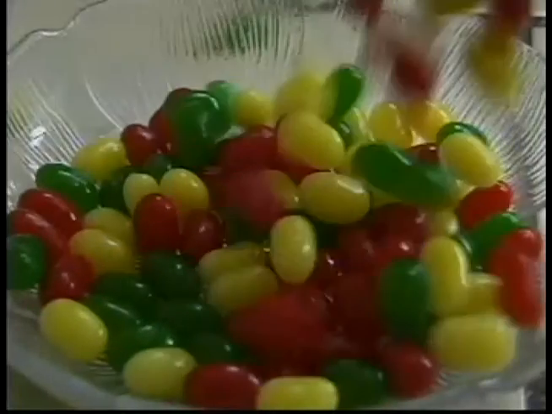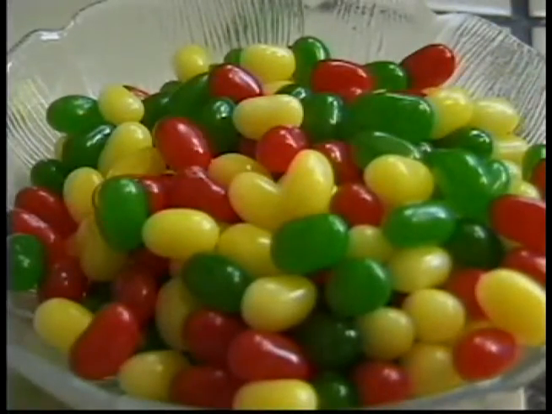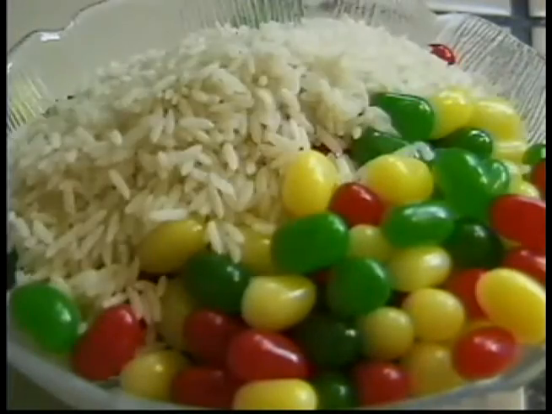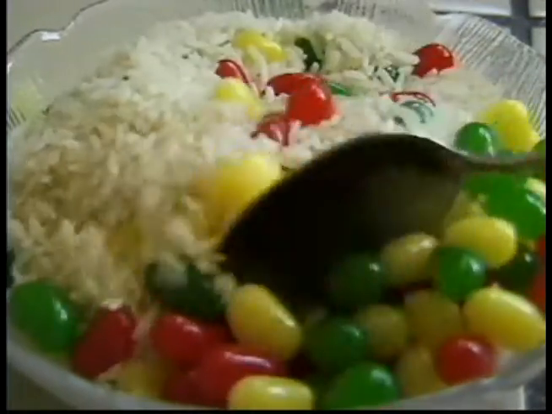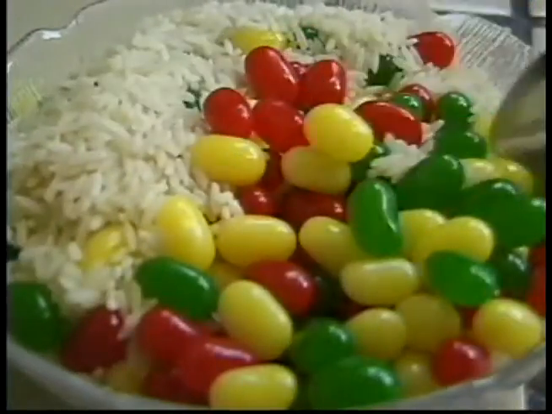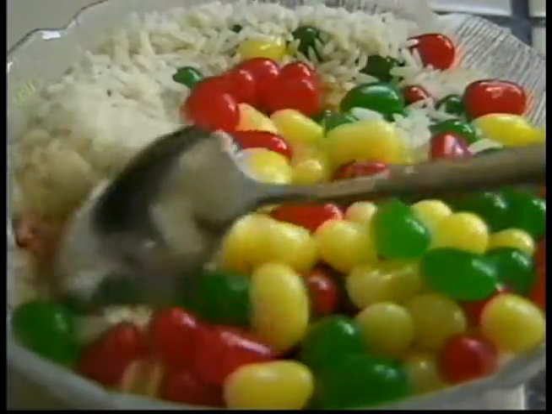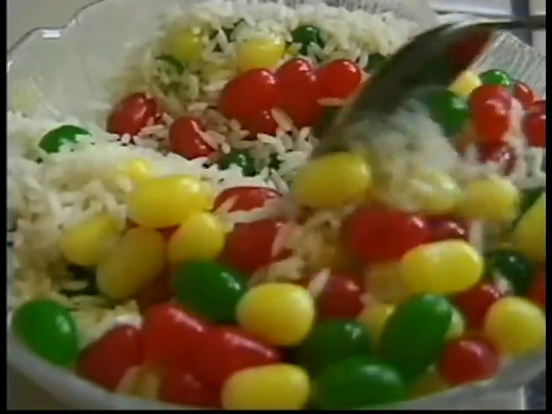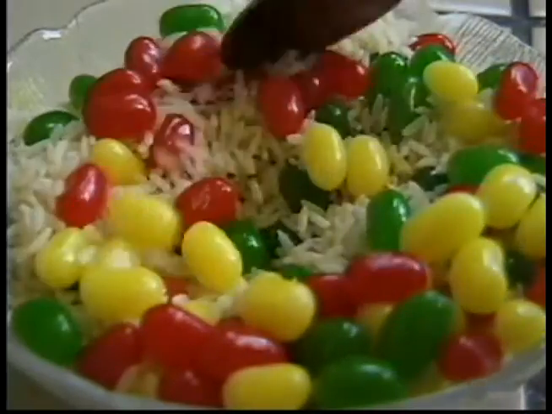Not all substances undergo chemical reactions. For example, when this rice combines with this candy, a chemical reaction does not occur. The original substances were not changed and no new substances were formed.